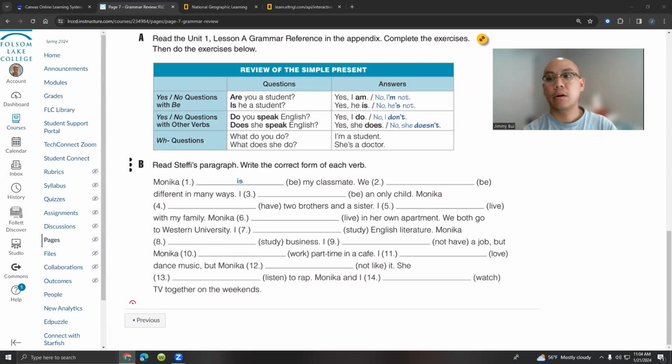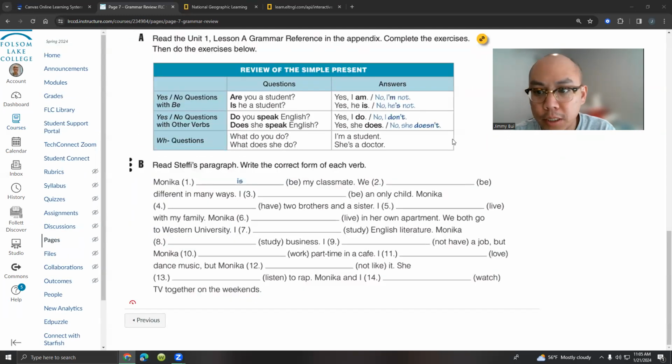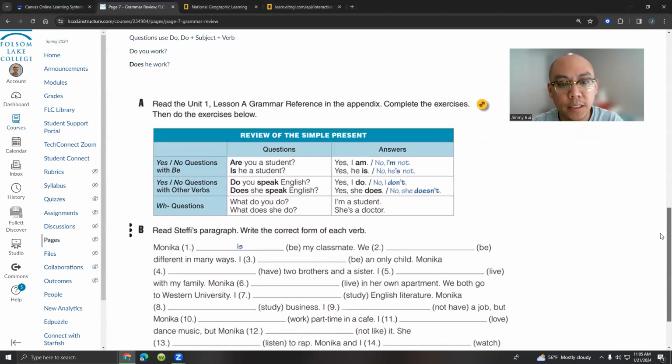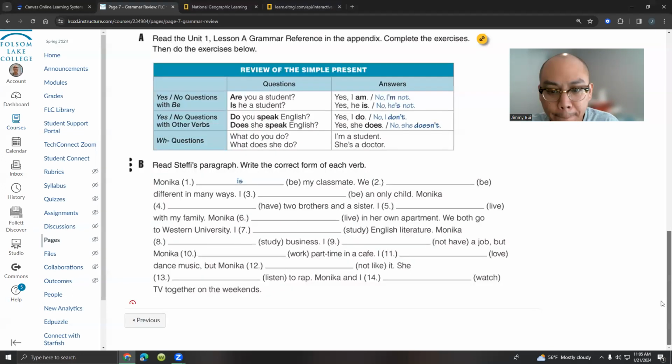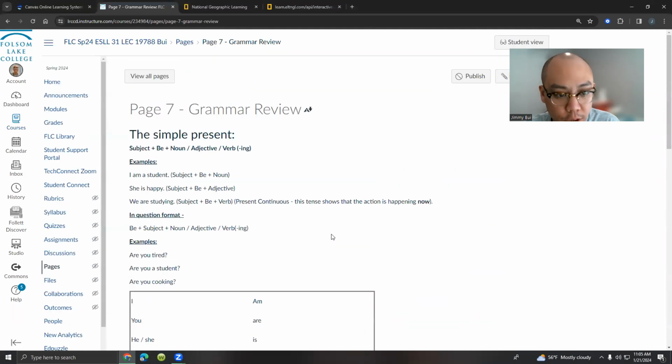Today, we are going to review page 7 in our textbook's grammar review. So this is page 7 here again, and this is a review for simple present tense. Okay, so simple present is used for explaining a state. And what that means is the subject and the verb, well, there are two forms.